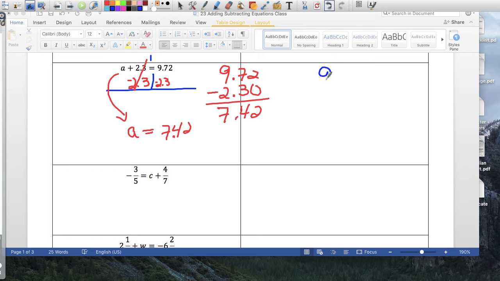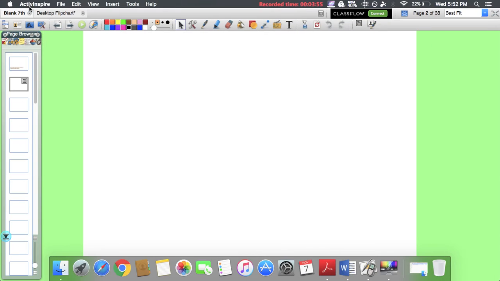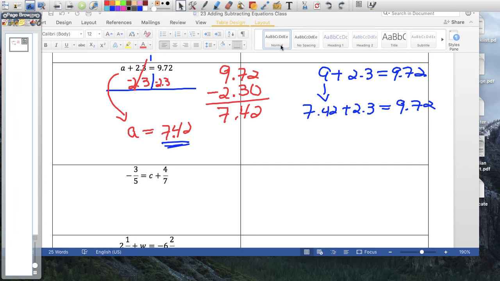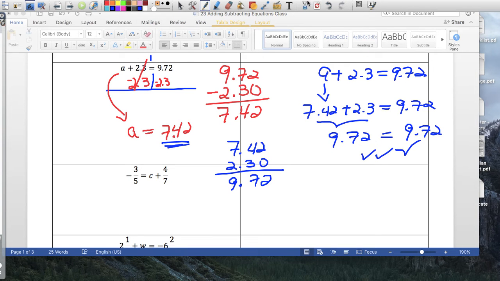Substitution. a plus 2.3 equals 9.72. Here's the a, so we put 7.42 plus 2.3 equals 9.72. We're going to add these two. 7 is positive plus positive, so let's add. Put a 0. 2, 7, 9. And we get 9.72, and you can tell that it equals 9.72 on the other side. So check, check, check.